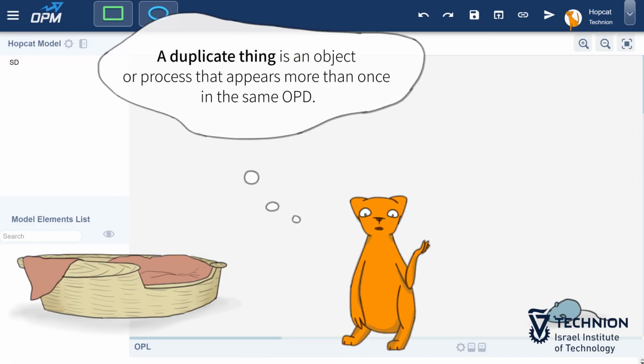A duplicate thing is an object or process that appears more than once in the same OPD.